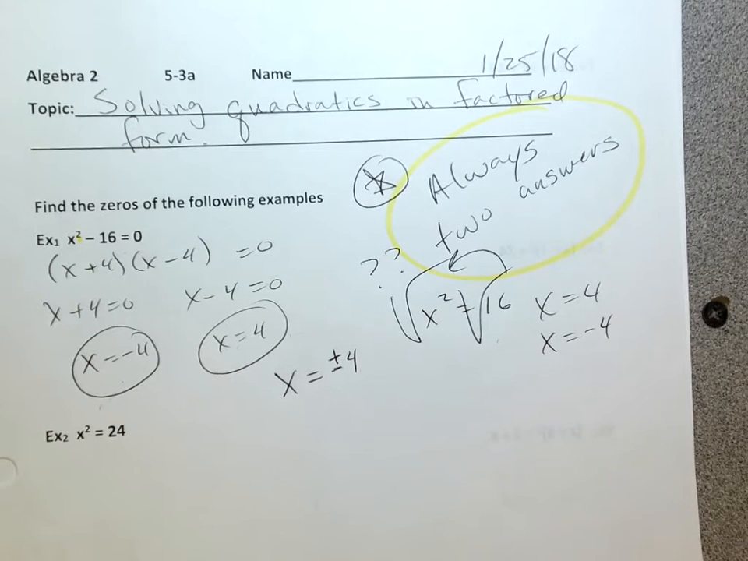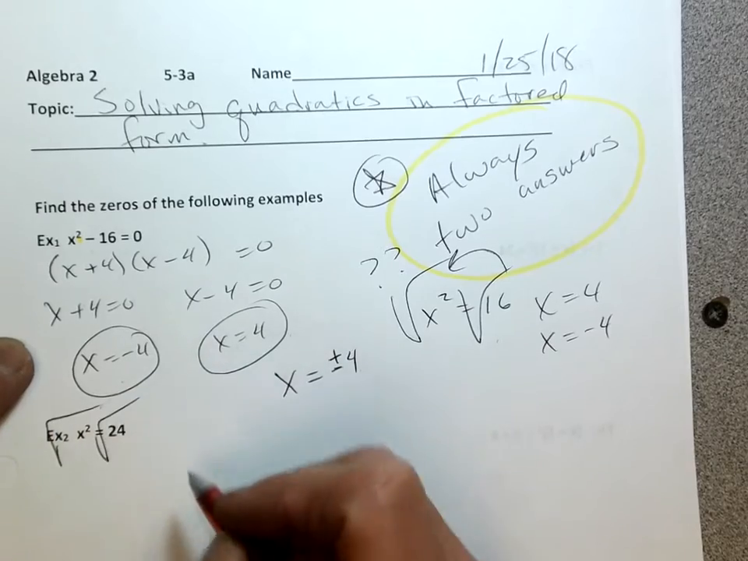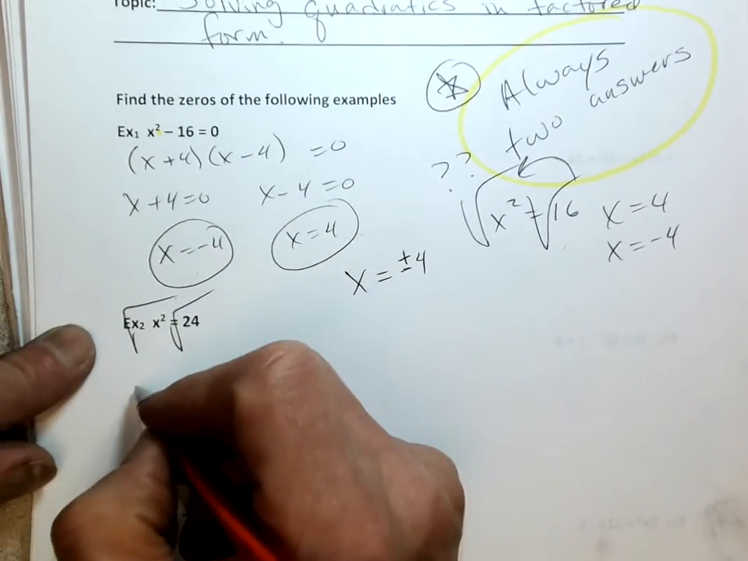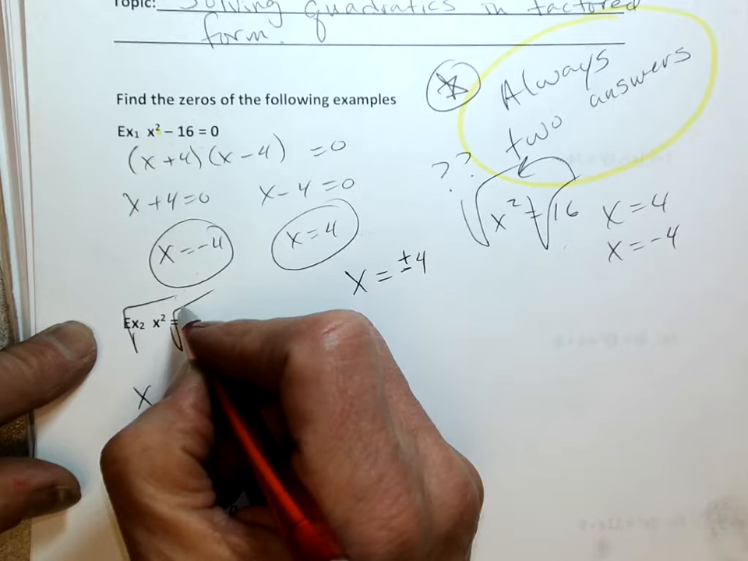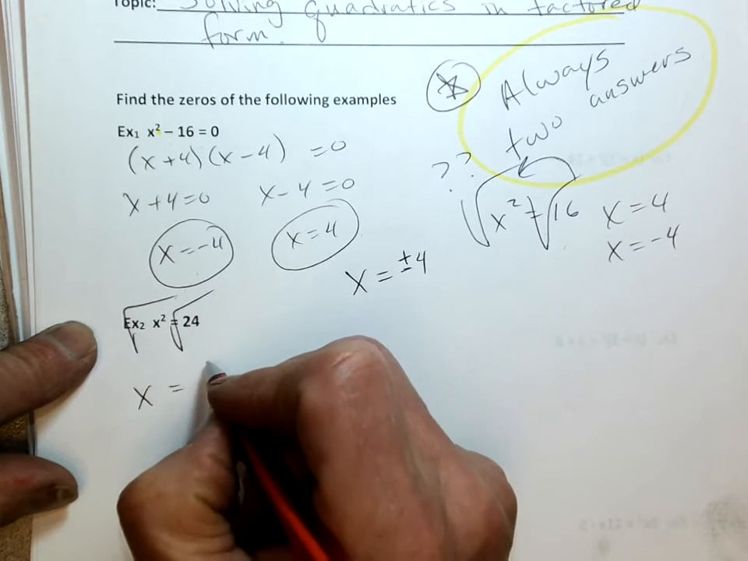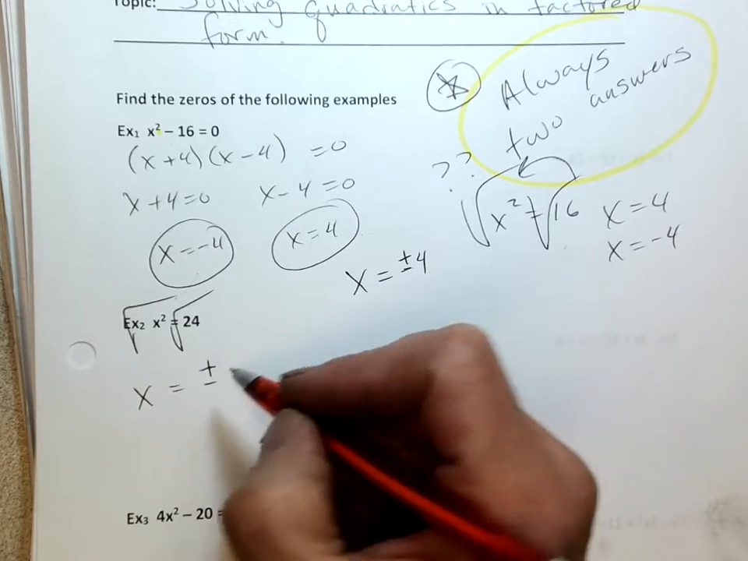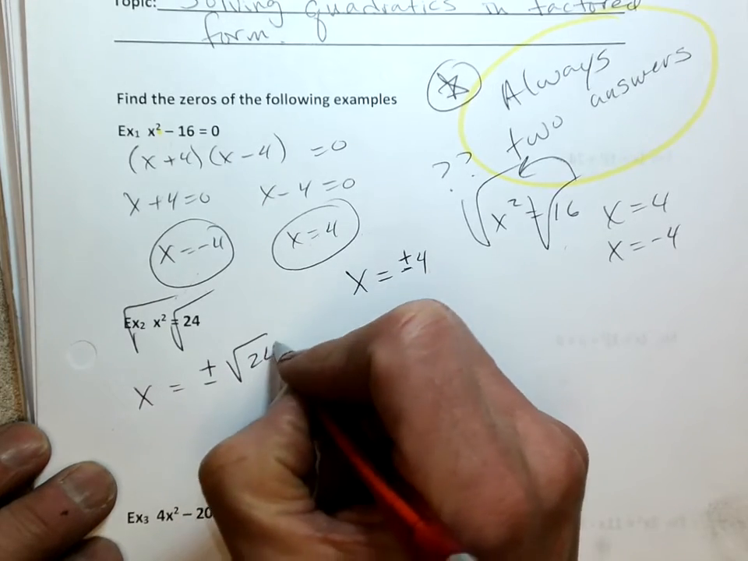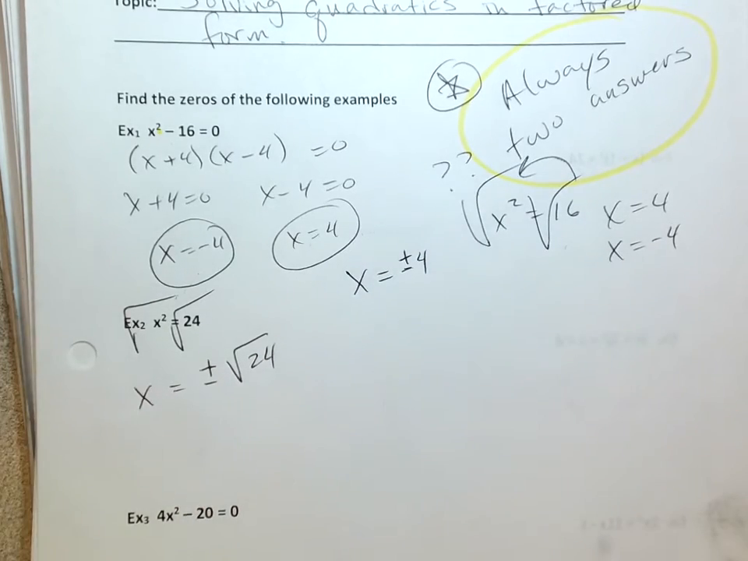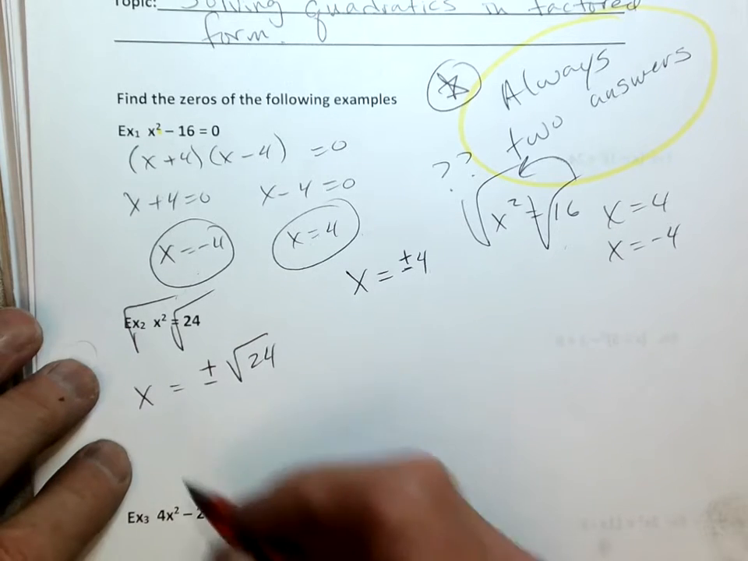Example 2. Okay, now, how many answers? One's going to be a positive, one's going to be a negative, correct? So square root, right? And so I'm going to have x, because the square root cancels the square, equals plus or minus, because it's going to be a positive answer, square root of 24. Okay, yeah, that's the right answer, but I would like you to reduce this, okay? I mean, that is the right answer, but we can reduce this.